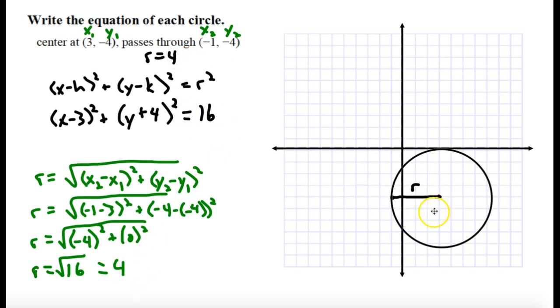So in this problem, we could make it a little simpler since this was on a perfect straight line, but it won't always be like that. Sometimes we'll need to use the distance formula to calculate the length of the radius if we're given the center and a point that the circle passes through, right?